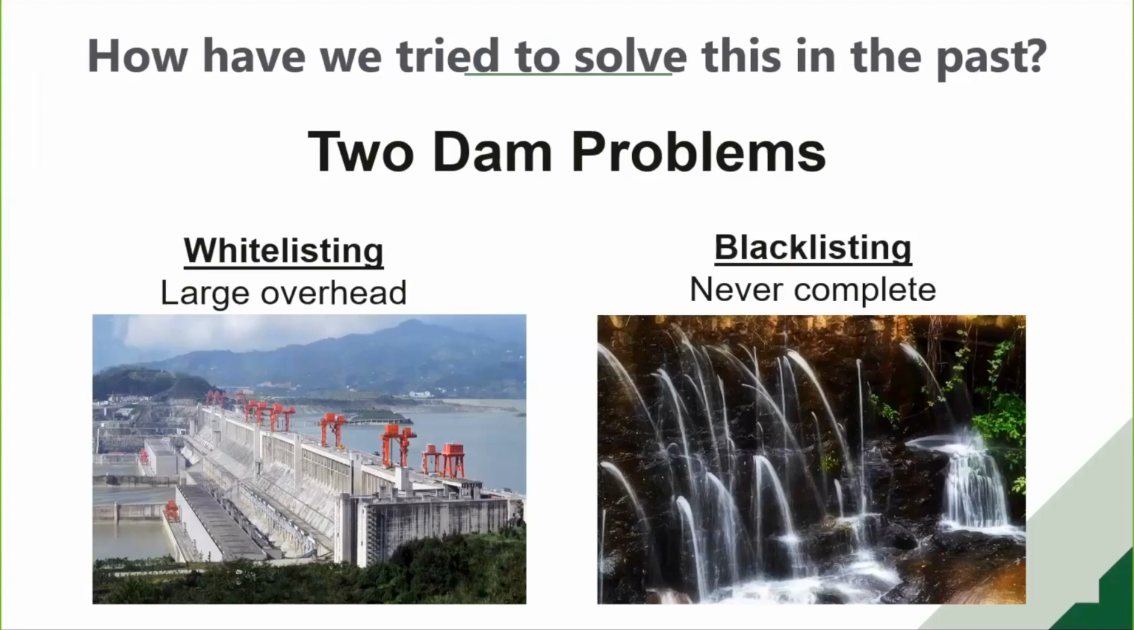Blacklisting is just never complete enough. There are too many holes. Too much new junk comes out every day, and there are too many permutations. You're never going to stay on top of it. That's our two main problems with application whitelisting.